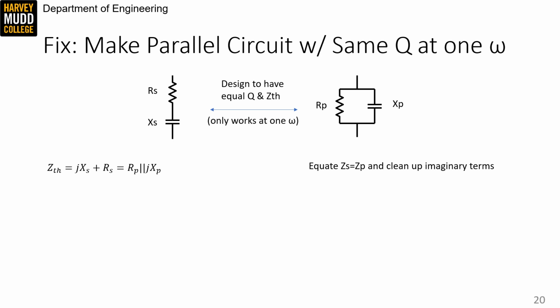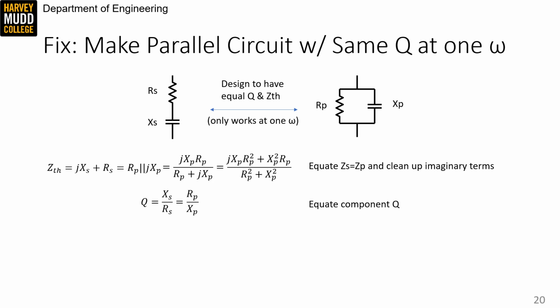I've started computing the transformation by equating the impedance of the series combination with the parallel combination here. We're going to need to split this into real and imaginary parts soon, so we have to do some algebra to rationalize our parallel expression. The second step in this process is equating the component quality factors for the series and parallel models. Finally, we can split up the impedance into real and imaginary parts.